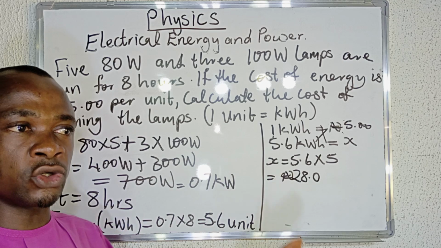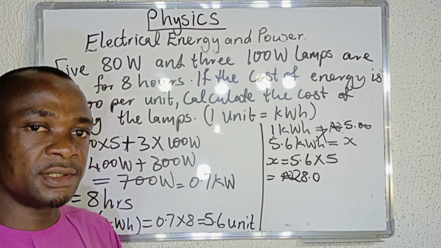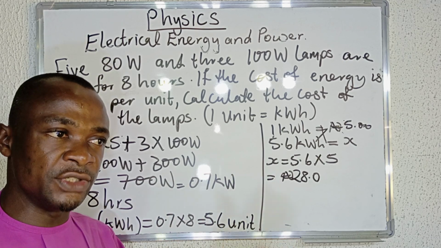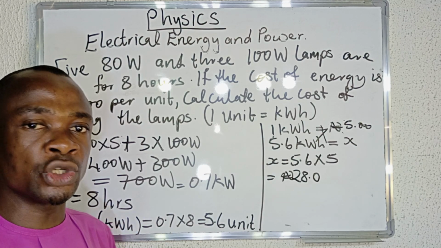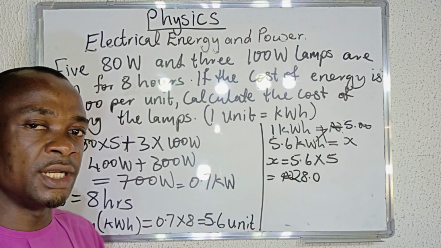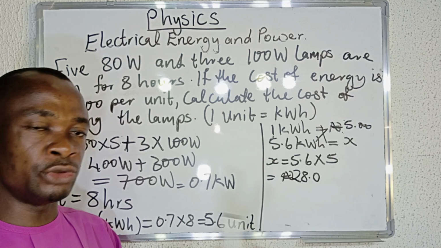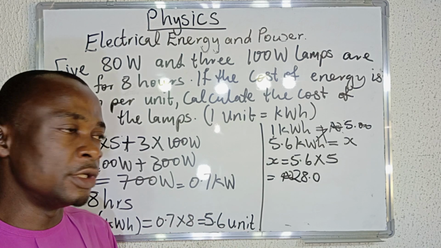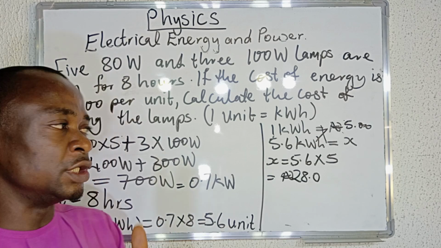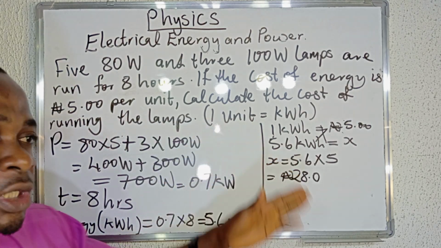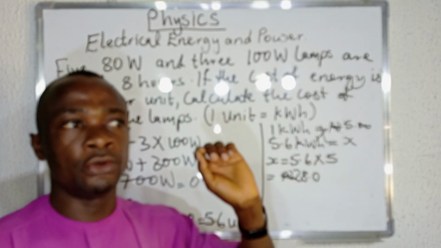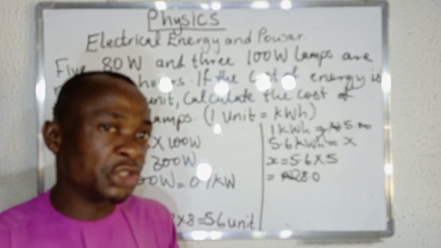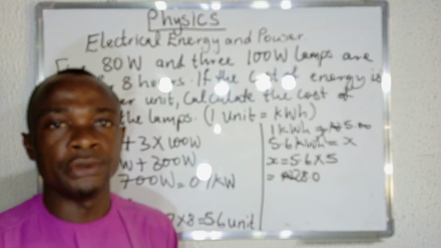Then you now talk about other appliances: fridge, televisions, and pressing iron. Those ones, the power consumption is higher than that of an electric bulb. That is how those calculations are being done. But if you know this and you know the cost per unit of your area, then you can check the reading of your meter and do the calculation so that nobody will fool you.